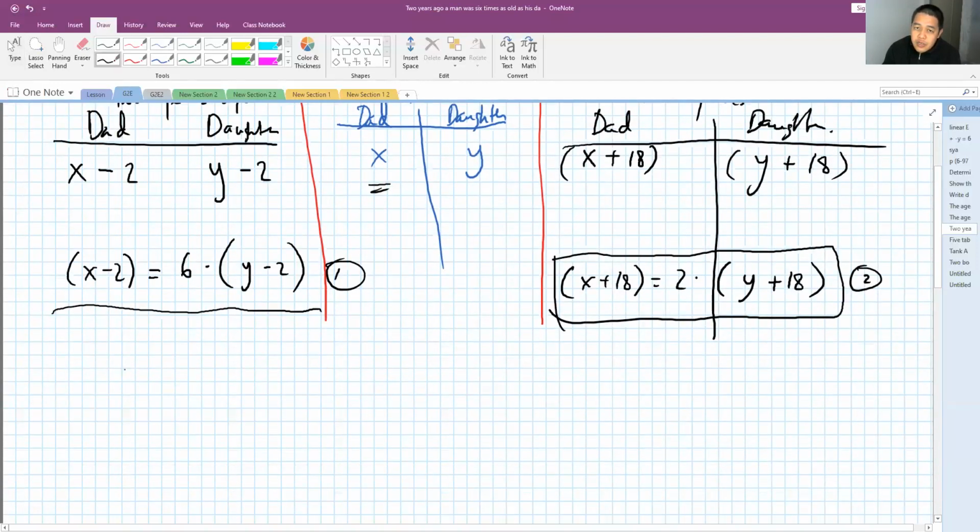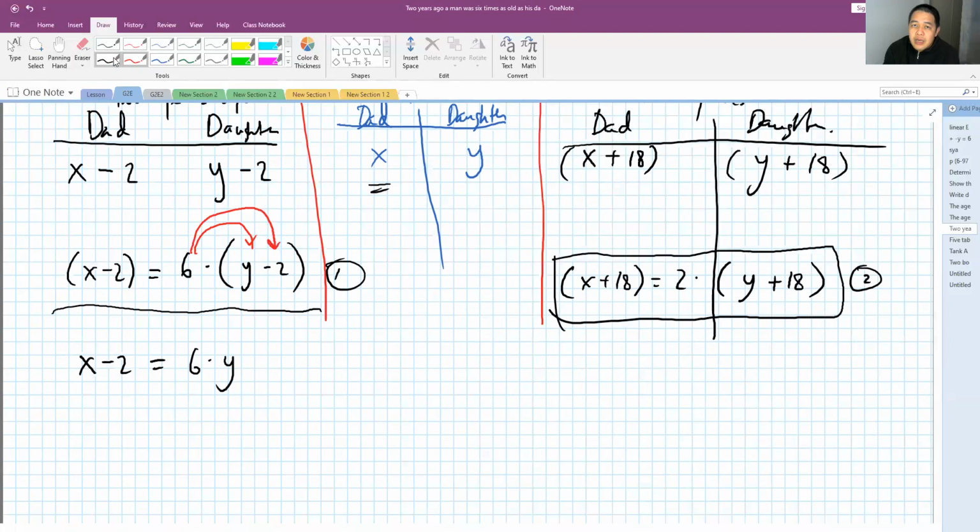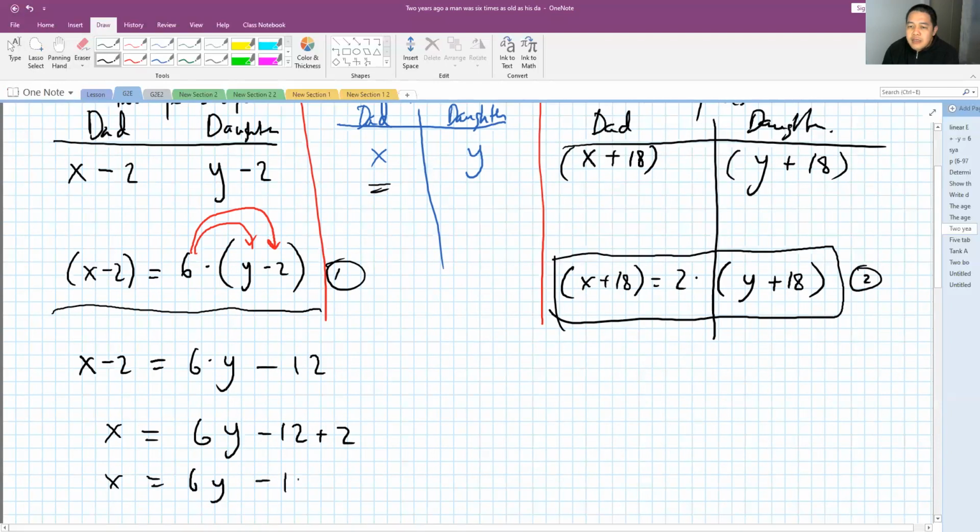So if you look at the first one, we can write down the equation first: x minus 2 equals... okay, so if you have a number multiplied with several things in the bracket, you can multiply this one by one. So for example, you multiply 6 with y first to get 6 times y. And after that, we have also this minus 2. So we now multiply that 6 with the minus 2, and we have minus 12. So the first equation gives us x equal to 6y minus 12 plus 2, or x equal to 6y minus 10, right?